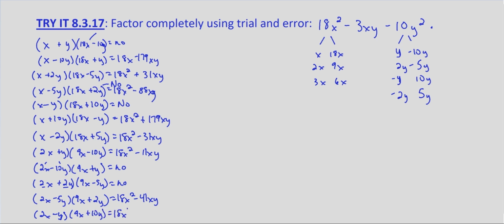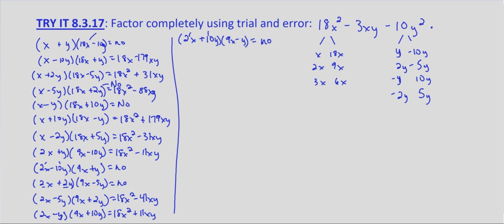That equals 18x squared, and then plus 20xy minus 9xy. That's going to be plus 11xy. We don't need to go on to the last terms because we know that's not it. So we'll come up here and then we'll switch those around. That's going to be 2x plus 10y times 9x minus y. Well, we already know this is going to be a no because we have the 2 and 10 as coefficients.